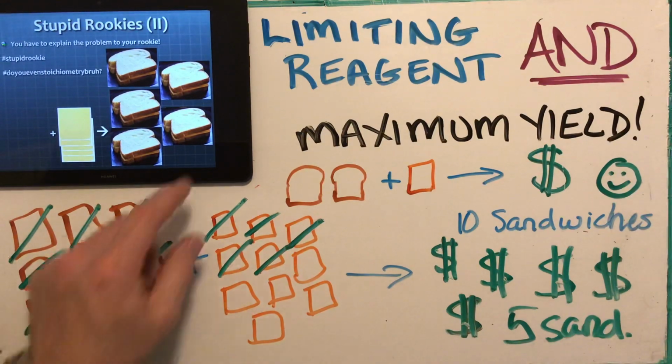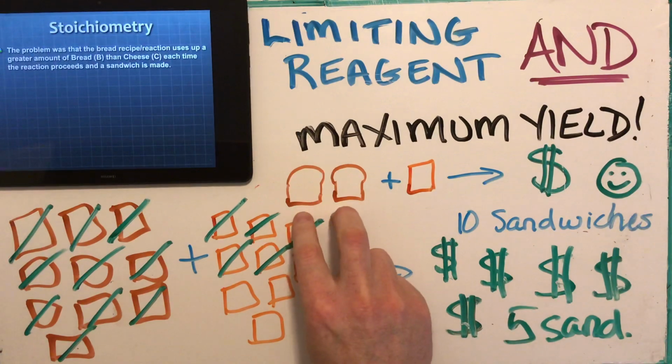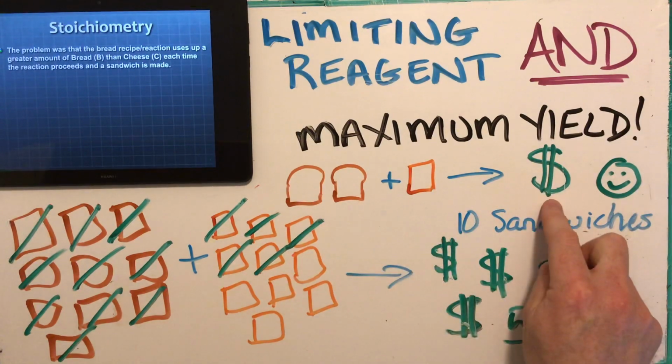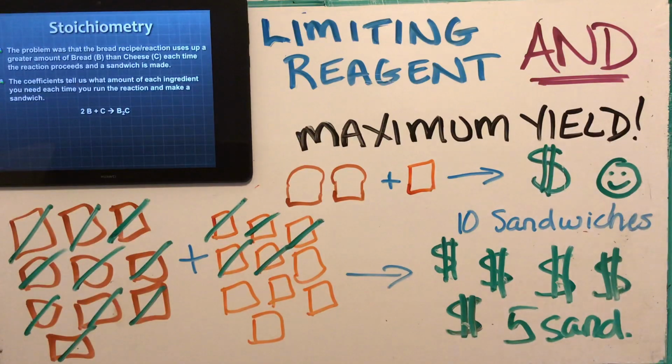So, what are we going to do? We got an issue here. The problem was, we go back to that recipe, you use up a greater amount of bread than you do cheese every time you run the reaction. Right? 2 of these for 1 of those to make 1 of these sandwiches. So the bread starts to go down quicker than the cheese. It gets used up quicker if you think about it that way.